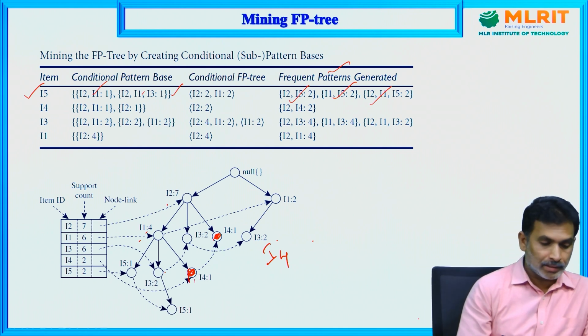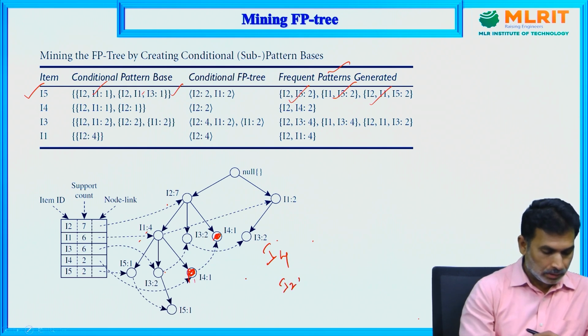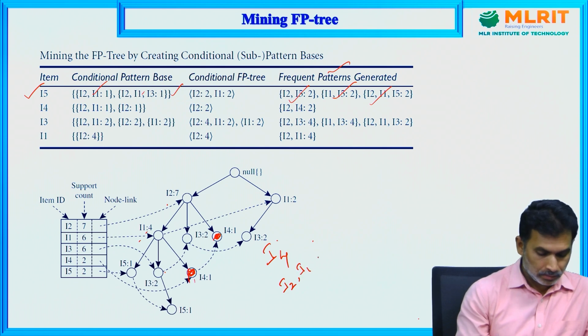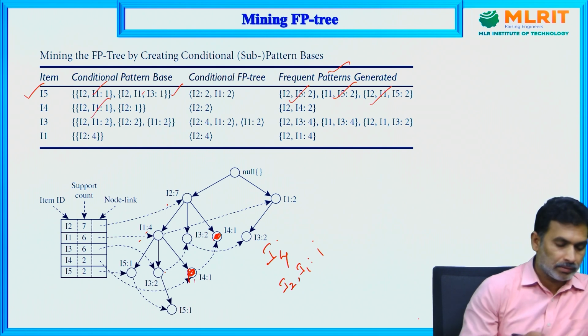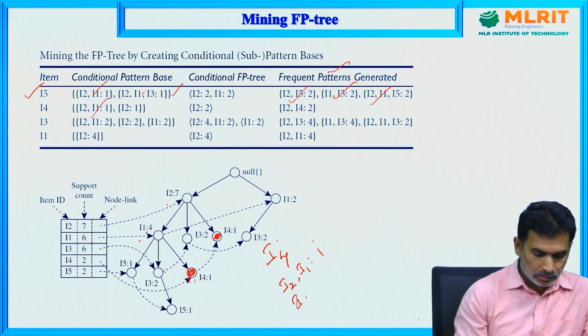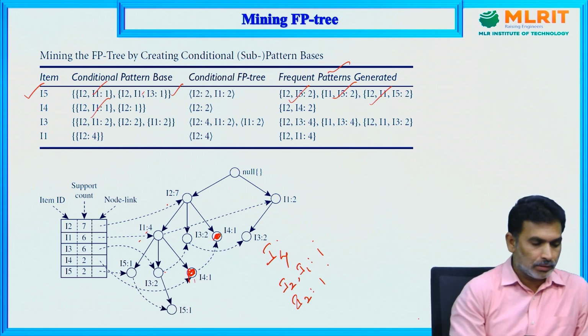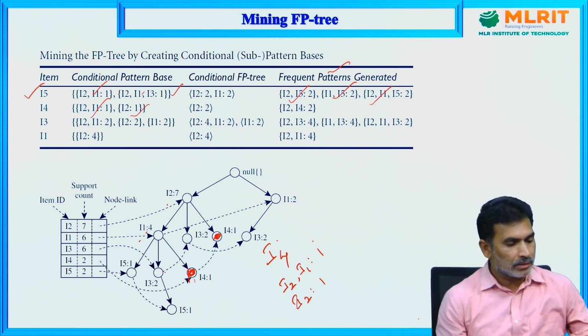Then we write the conditional pattern base excluding that item: I2, I1 with frequency 1. Next is another path, I2, I4, so we exclude that particular item, leaving I2 with frequency 1. So the conditional pattern base has these two.